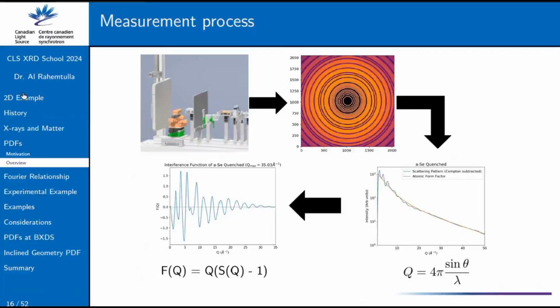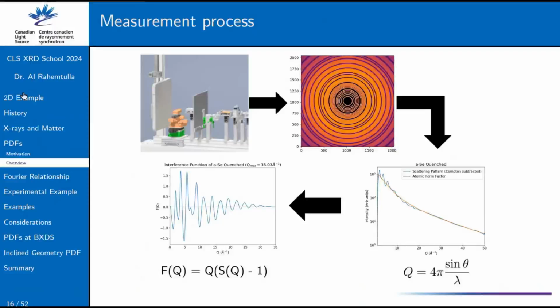We integrate that out. From there, we're going to do some factoring to remove some of the things that I talked about. So things like the atomic form factor, which is what everything kind of decays as. We need to remove any background scattering, Compton scattering. And then eventually we end up with this interference function, which kind of looks like, in Q, at least in this case with an amorphous example, a series of sine waves.